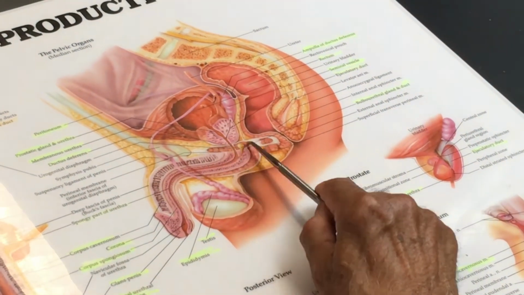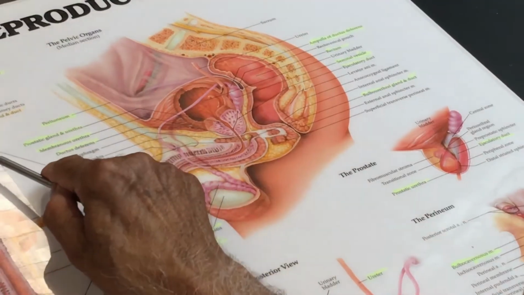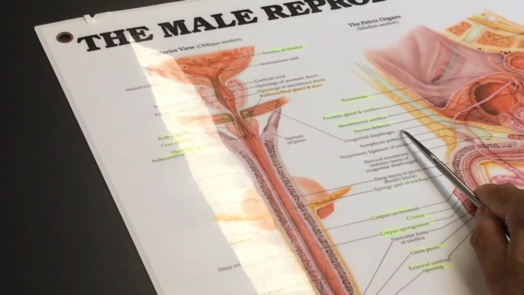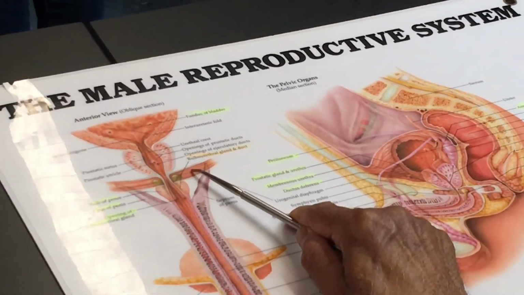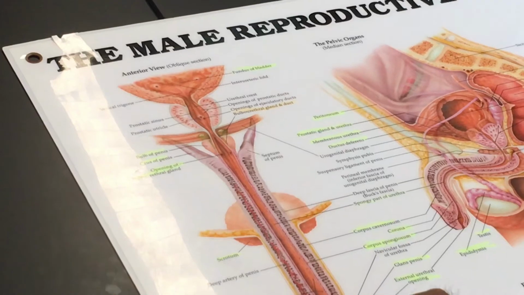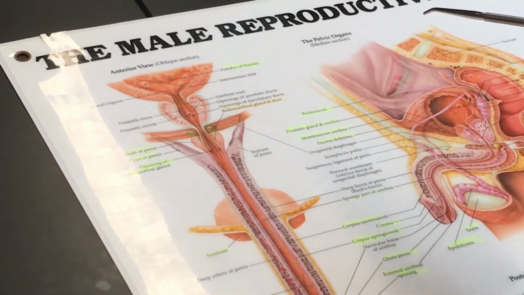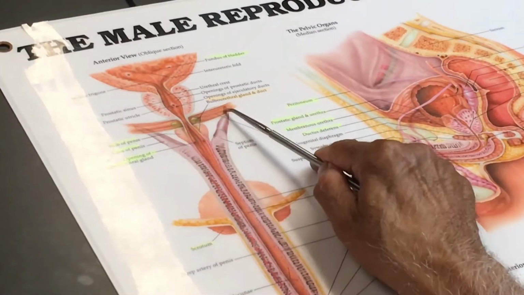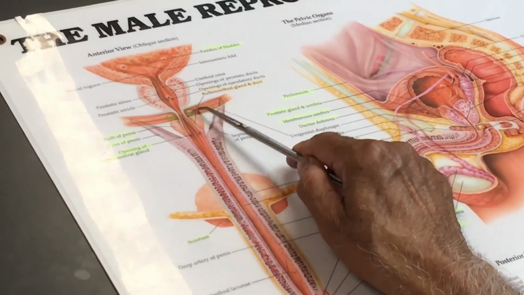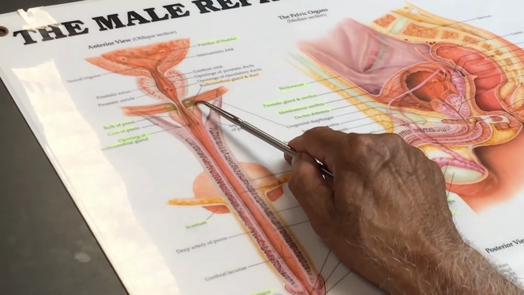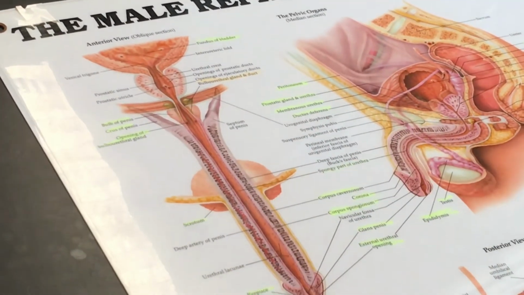It pierces through a muscle. That muscle here is called the urogenital diaphragm. In your book, it's called the deep muscles of perineum, where you see the location of the bulbourethral gland or Cowper's gland.